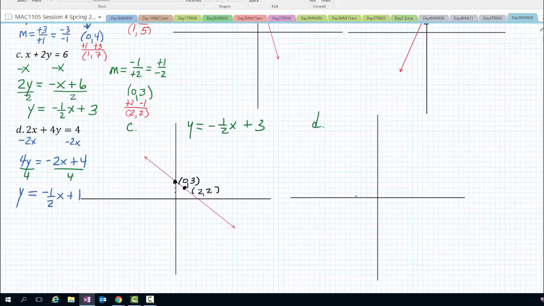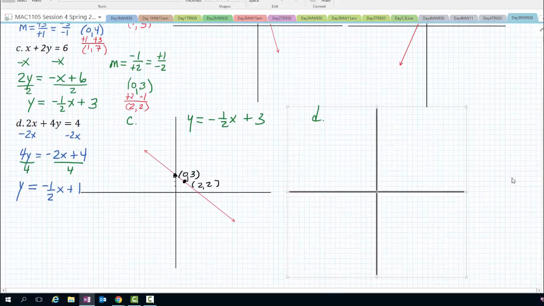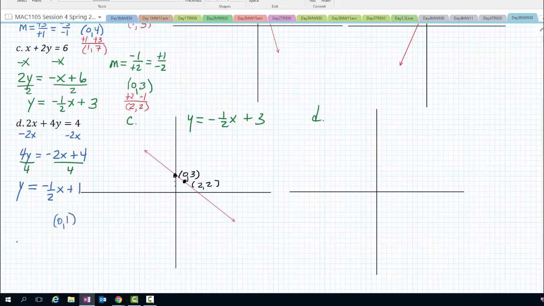Okay, so now we have a y-intercept of what? What's our y-intercept? 0, 1. And we have the same slope we just did in the last problem, so we can either think of it as down 1 and to the right 2, or up 1 and to the left 2. So I'm going to plot my point 0, 1 over here, my starting point, my y-intercept.